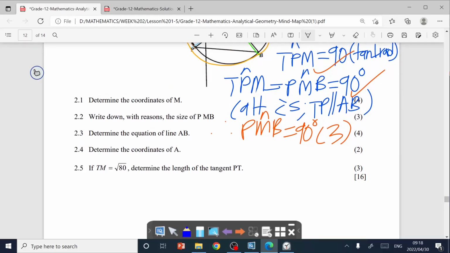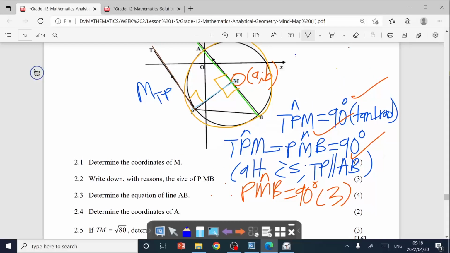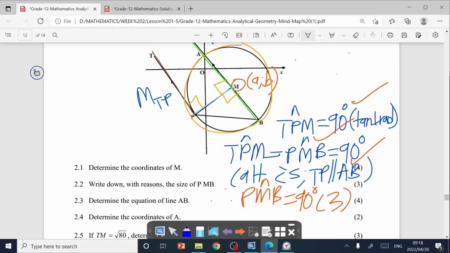Now, they say determine the coordinates of A. That is 2 marks. Now we need to understand what A is. How can we find the coordinates of A?